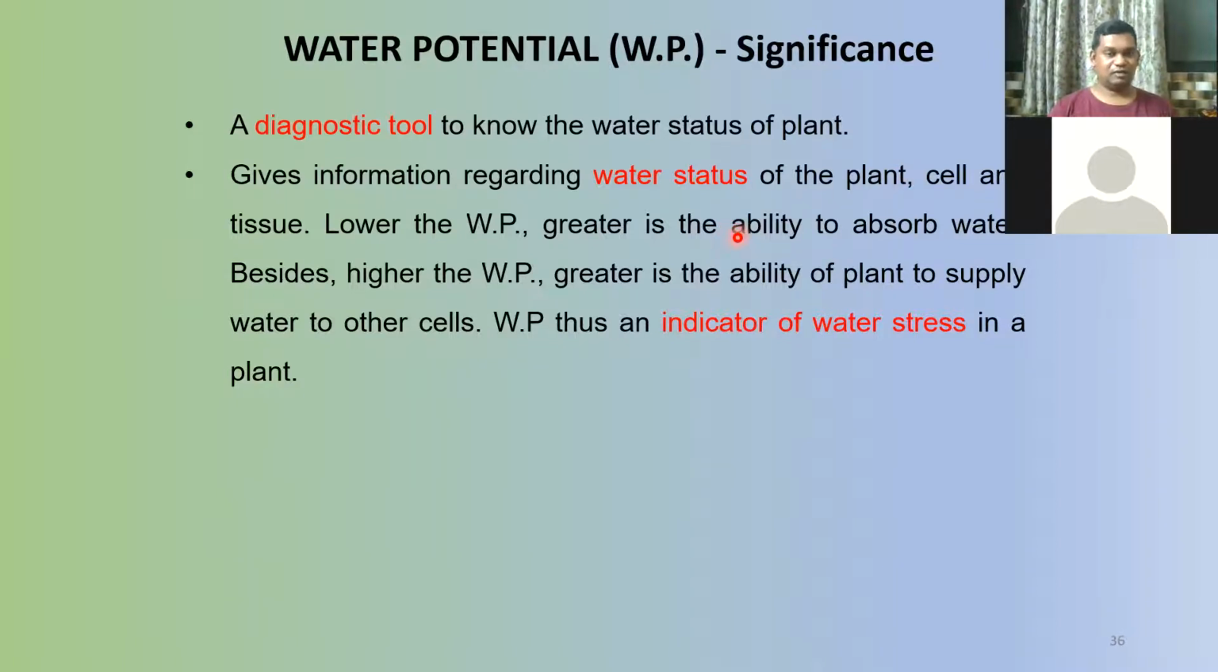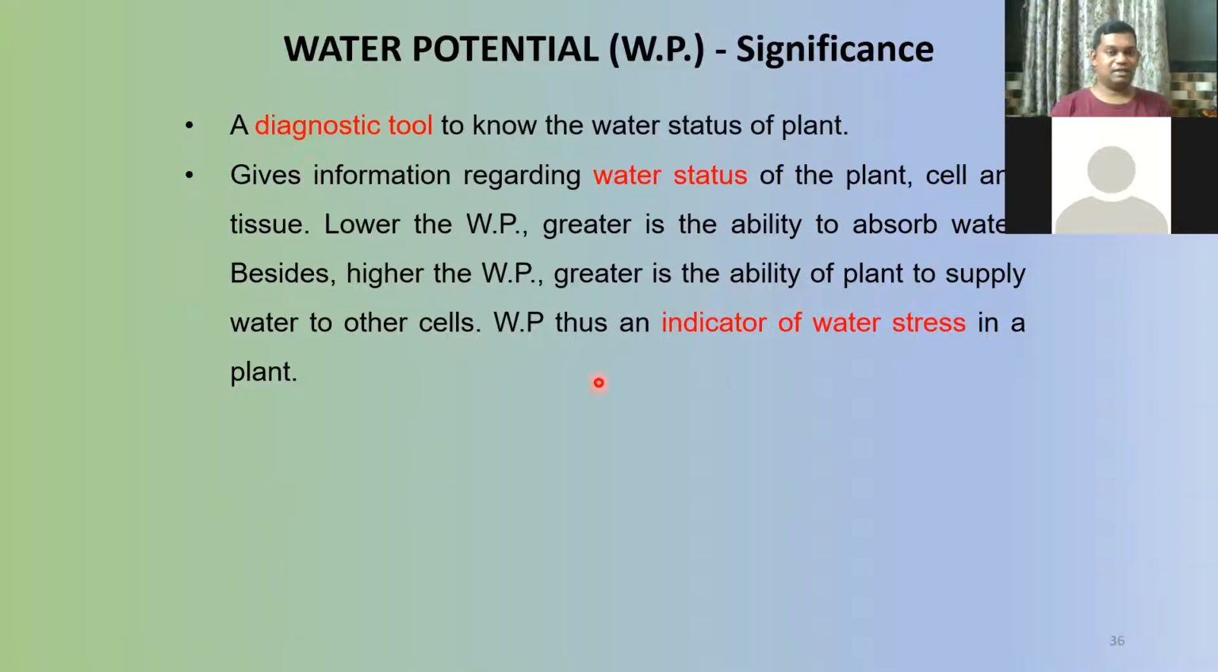As a conclusion we can say the lower the water potential, the greater the ability of the plant to absorb water. So if the water potential value is low, the plant can absorb more water. If the water potential value is high, the plant has a greater ability to supply water to other cells.